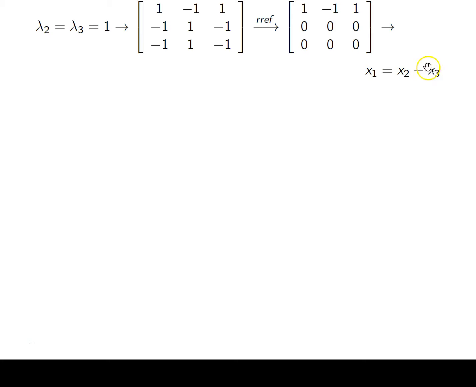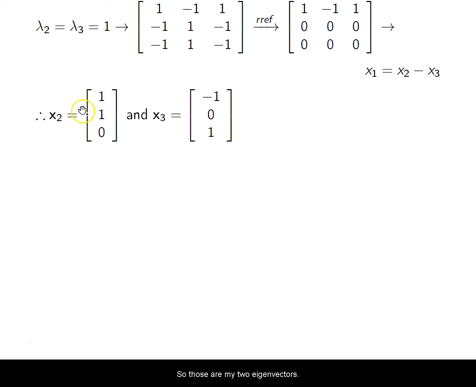So again, since this relies on two different free variables, it gives me two different selections. Okay, so if this is 1, then I get 1, 1, 0. If x3 is 1, then I get negative 1, 0, 1. Okay, so those are my two eigenvectors. So I have algebraic multiplicity 2 and geometric multiplicity 2.